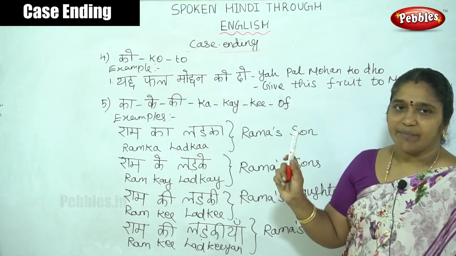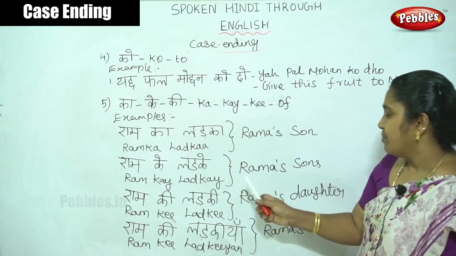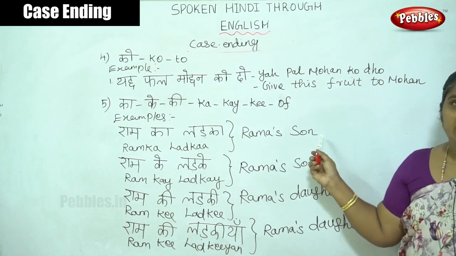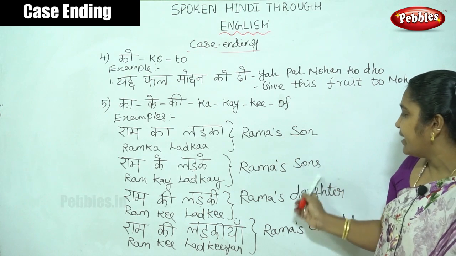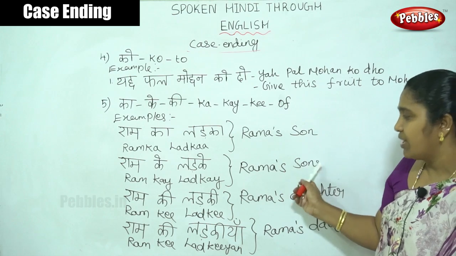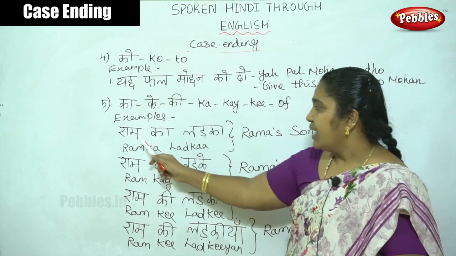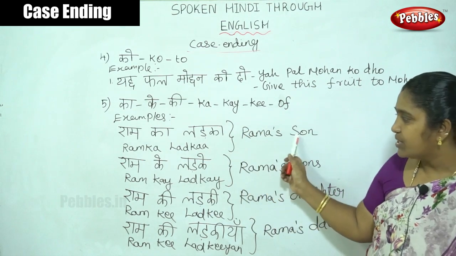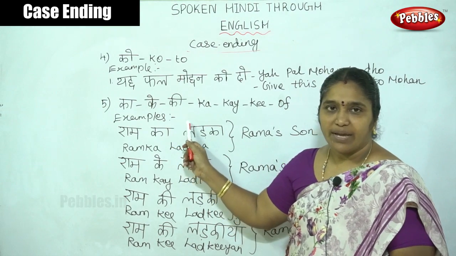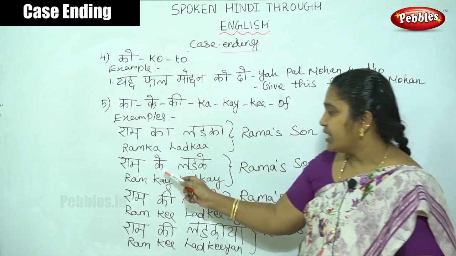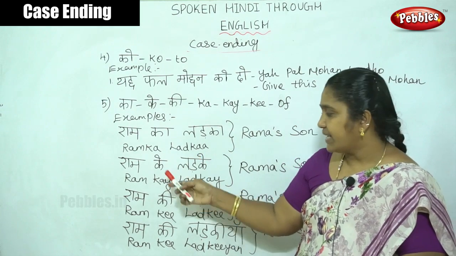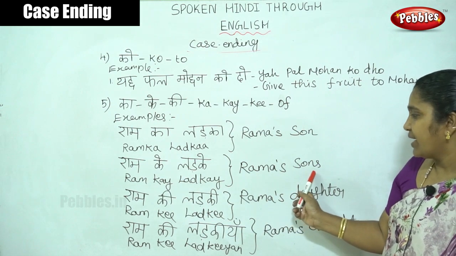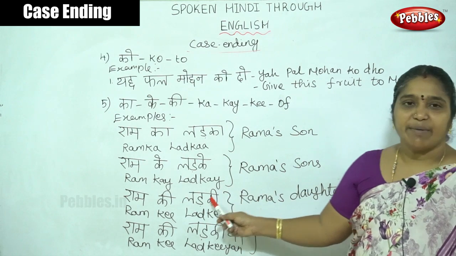Ram ke ladke means Rama's sons. Here sons represent many people, the plural form, masculine gender. There is a difference: for male singular we use the case ending ka, and for the plural we use the case ending ke. That is Ram ke ladke, Rama's sons.